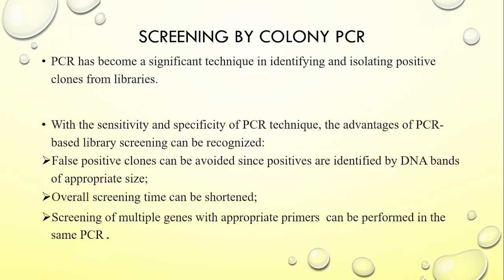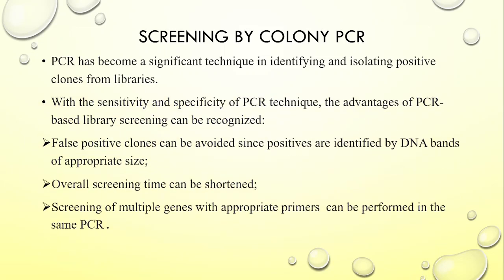Screening can also be done by PCR. PCR has become a significant technique in identifying and isolating positive clones from the libraries. The sensitivity and specificity of this technique are much better than the other methodologies. So these are the advantages: you eliminate the false positive clones. Since positives are identified by DNA bands of appropriate size, the overall screening time is shortened, and multiple genes can be screened with appropriate primers.